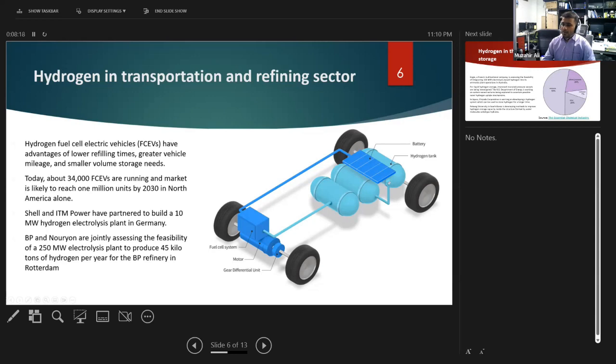And here is the model of the hydrogen fuel cell electric vehicle. It consists of hydrogen cylinders and a fuel cell. The hydrogen from these cylinders moves to the fuel cell, and this fuel cell converts the hydrogen gas into electricity, and this electricity is used to run the motor, and it is also stored in the battery. So in this way, the hydrogen fuel cell electric vehicles work.